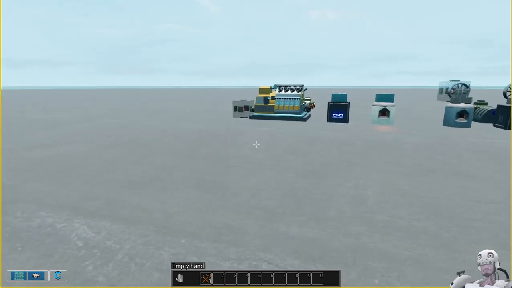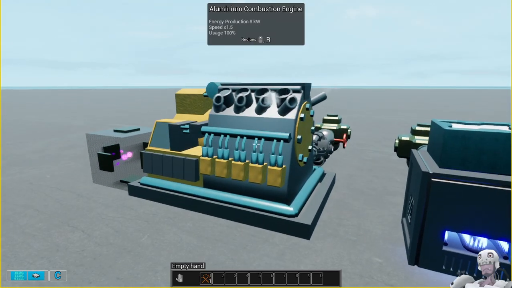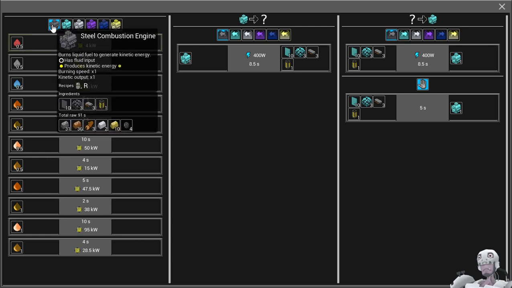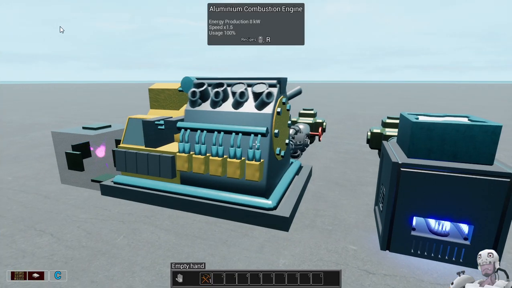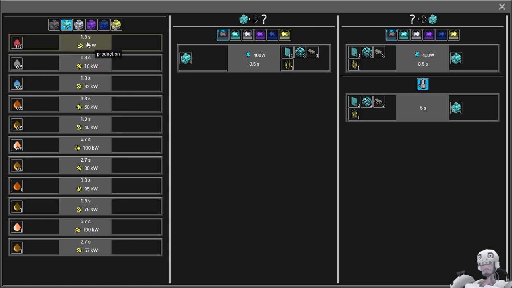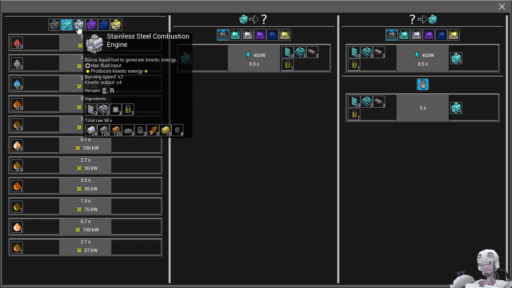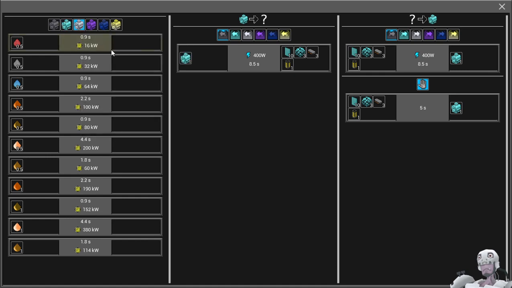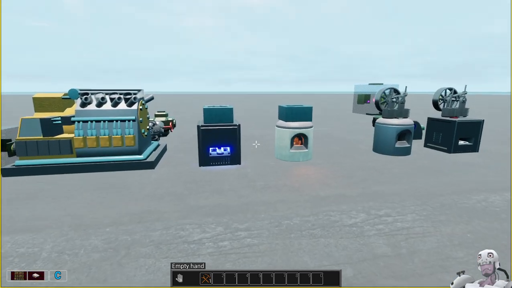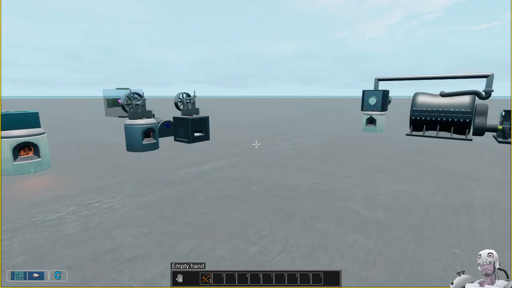It's the same thing with the combustion engine. In the basic form, which is the aluminum one, it turns half a liter of methane into 8 kilowatts over 1.3 seconds. As you upgrade it, it's going to double the amount produced, but reduce the process time. So you're always going to get more. Upgrading your producers is always okay.